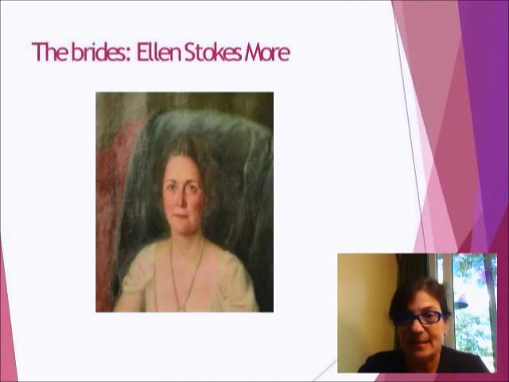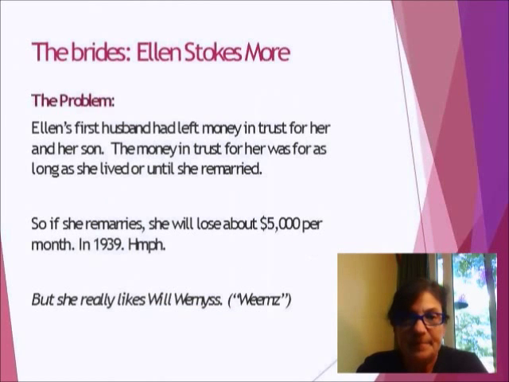Okay, the brides. Here's the first one. Her name is Ellen Stokes Moore. The problem was she was a widow. She was a widow with a child, and her husband had left money in trust to take care of her and her son. It was for as long as she lived or until she remarried. So in other words, if she remarried, she would lose about $5,000 a month in 1939.